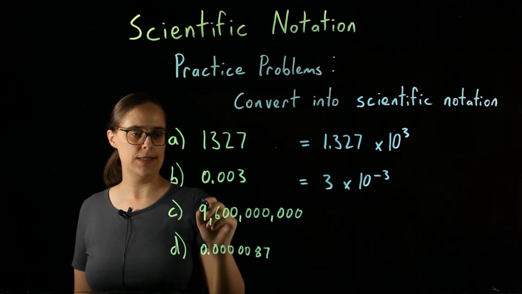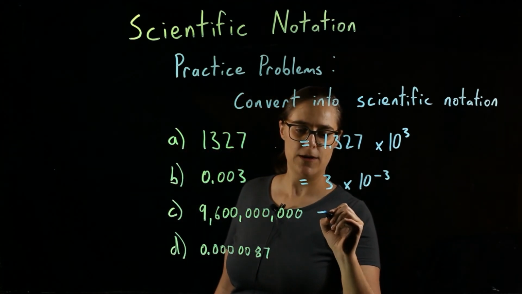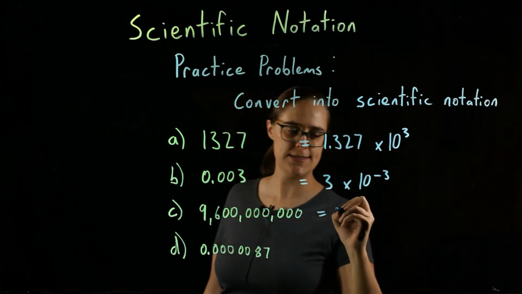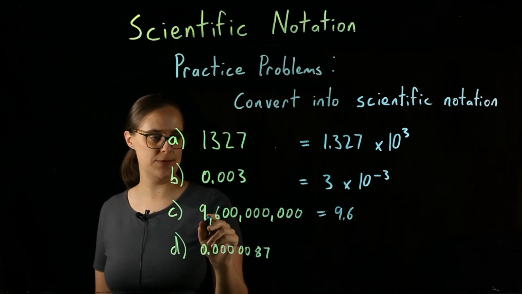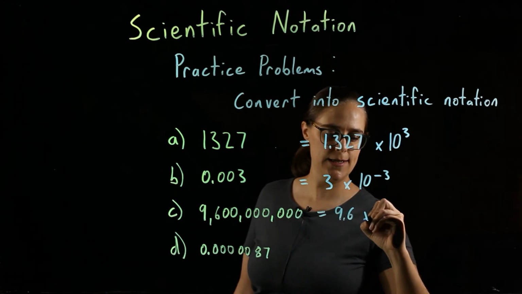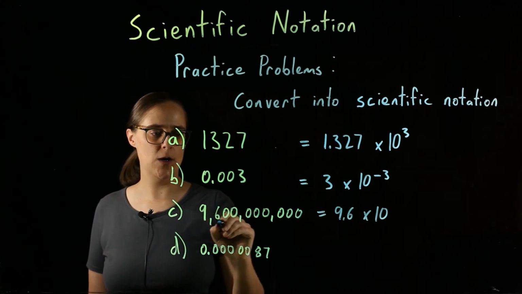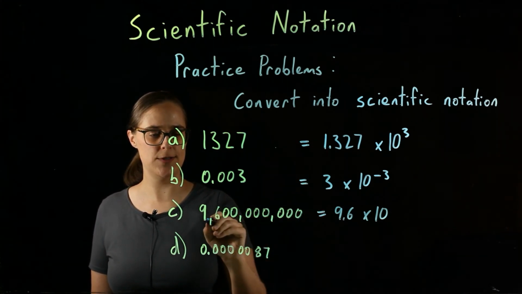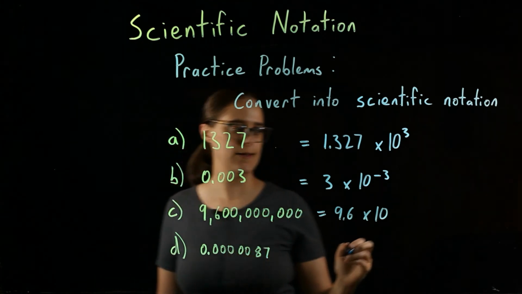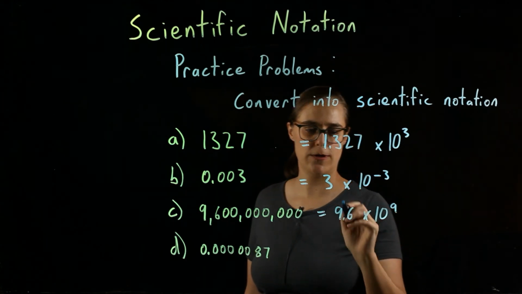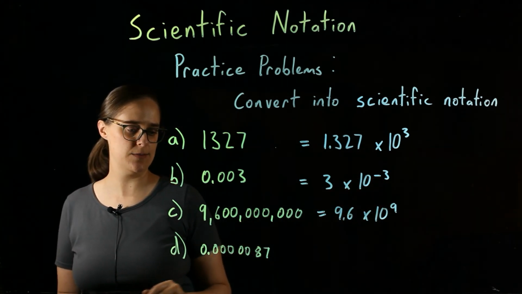Problem C, 9,600,000,000. Okay, coefficient is going to be 9.6. Decimal point has to be immediately after our first non-zero number. Times 10 to some power. If my decimal point were after this 9, how many places would I need to move it by to get it to the end? 1, 2, 3, 4, 5, 6, 7, 8, 9. This is times 10 to the 9th power, 9.6 times 10 to the 9th. This is a large number, so that is a positive exponent.